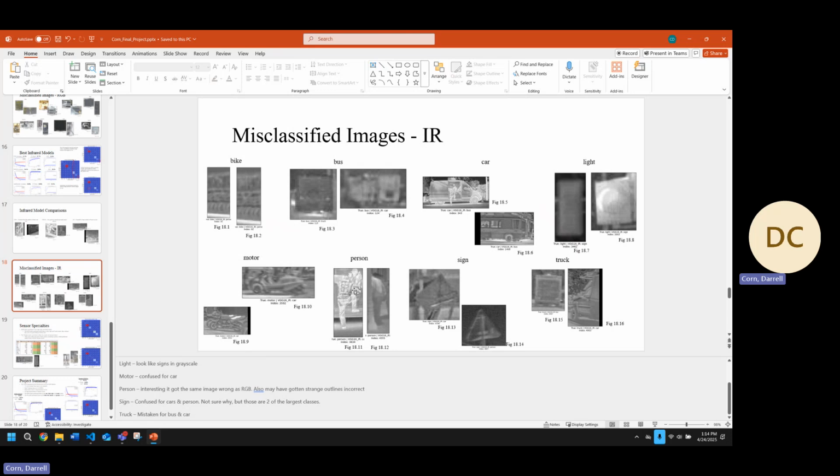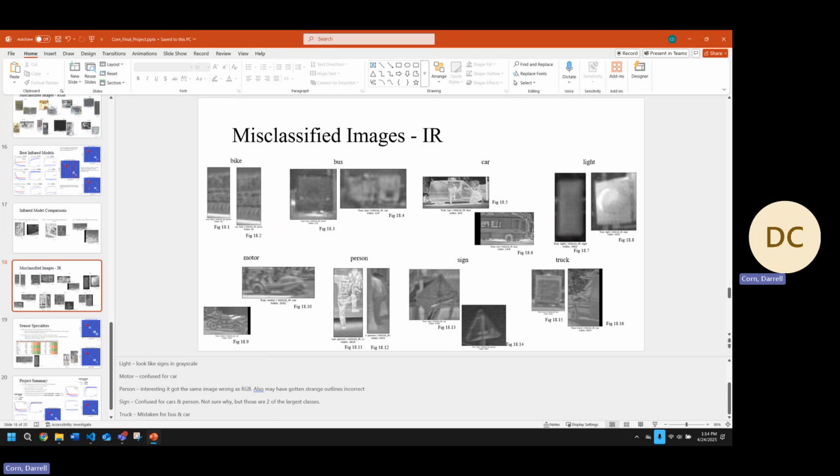We have this person, which is classified incorrectly many times over, and some of the other person images, I think if they had a weird silhouette, it would often get that image wrong for the person. As for signs, I can't really tell why it got the signs incorrect. It just did. And for the trucks, once again, they're confused for cars or buses from bad angles or low resolution.